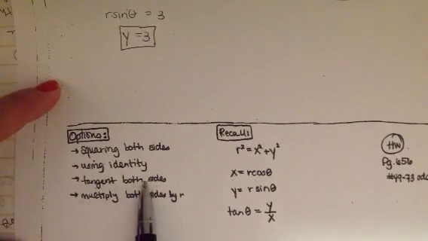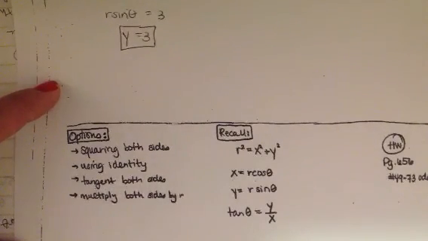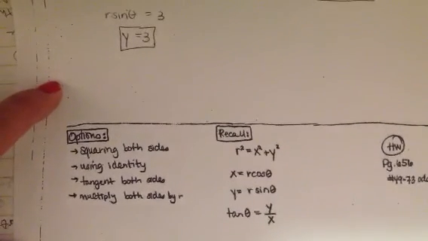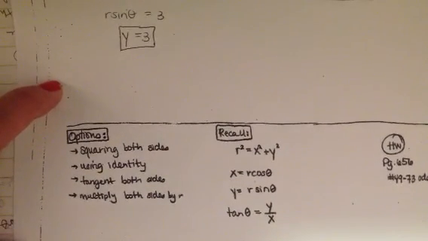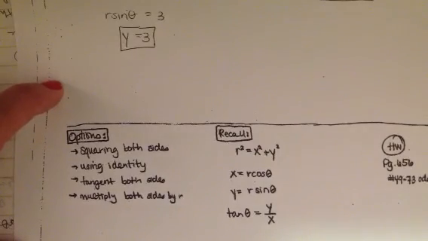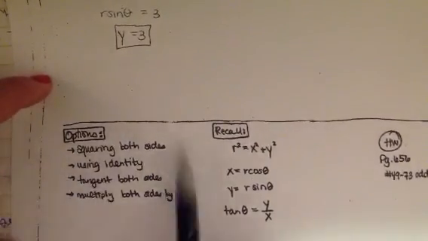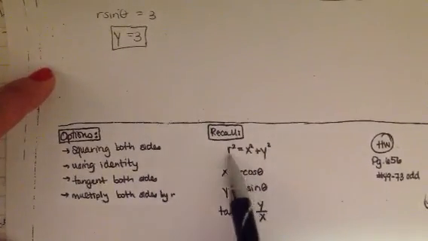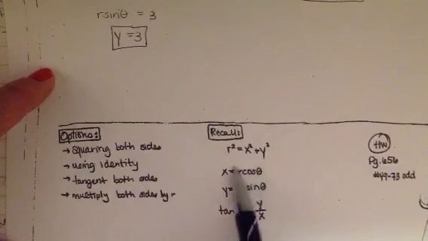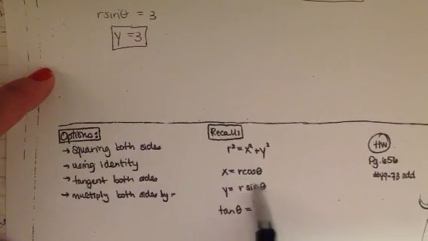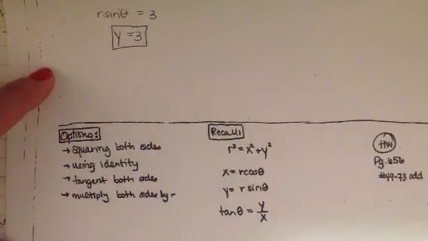We took the tangent on both sides in option B because we wanted to replace tangent of theta with y over x. And then in the last example, we multiplied both sides by r. So maybe something else, creativity, would be needed on your homework, but that's a good start. And at the end of the day, you're trying to get r cosine theta to come up, r sine theta to come up, or tan theta to come up.